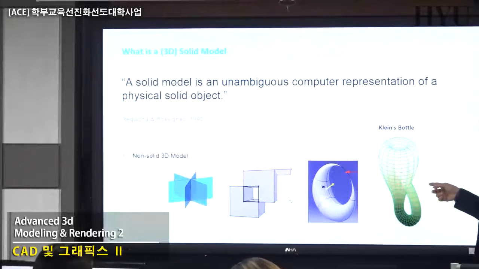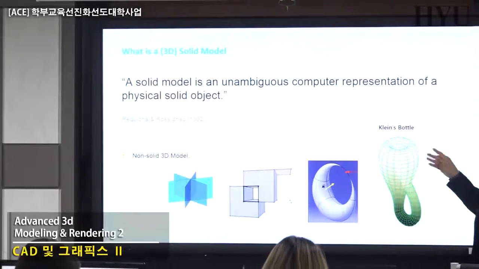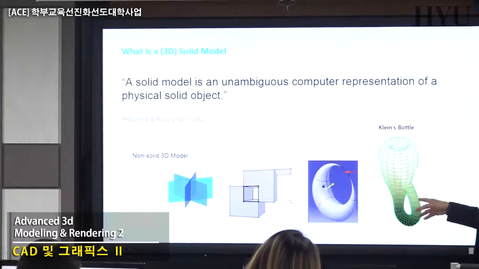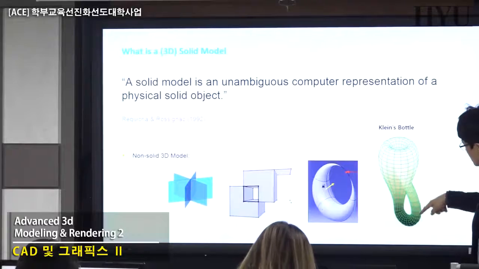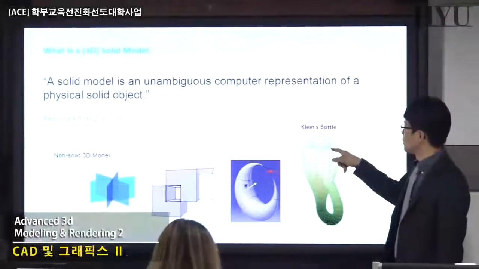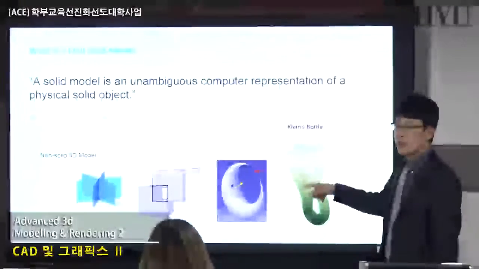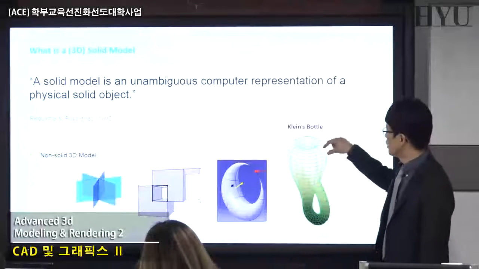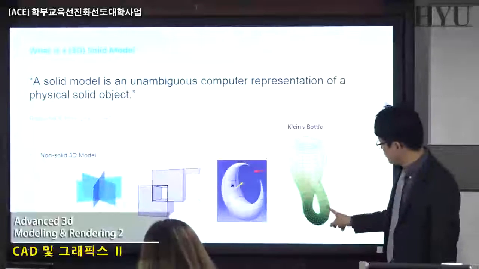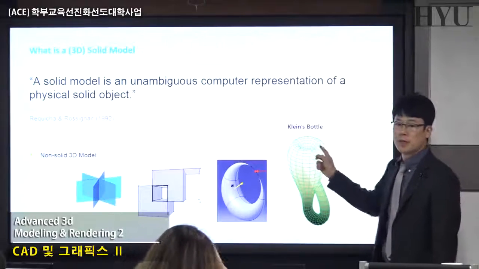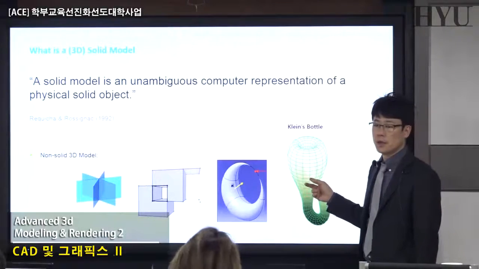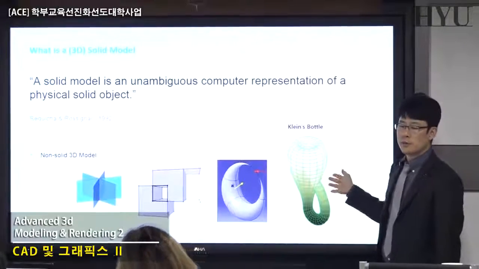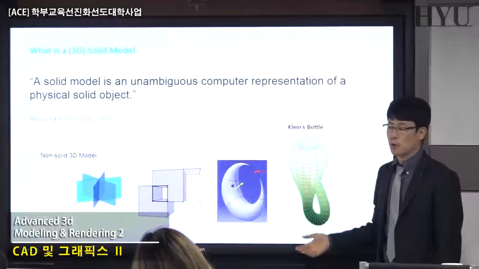Anyway, another one is Klein's bottle. This one is an example of, simply say, a 3D version of the Möbius strip. If you follow the surface of this bottle, there is no inside or outside. It's not a solid object in terms of surface connection because of this ill-defined connection. This is just a surface. There is no inside or outside. In other words, a 3D version of the Möbius strip.